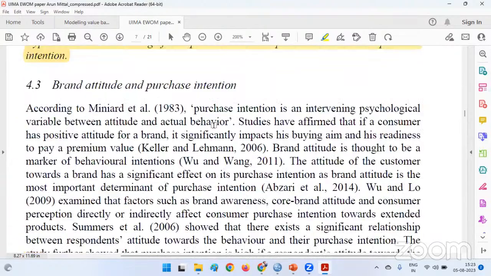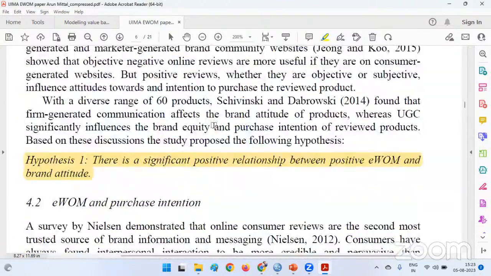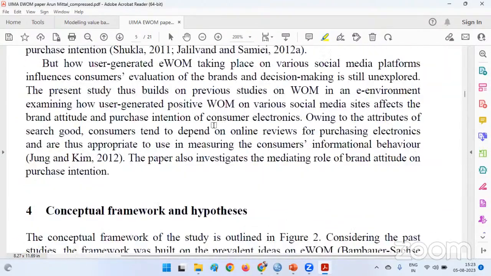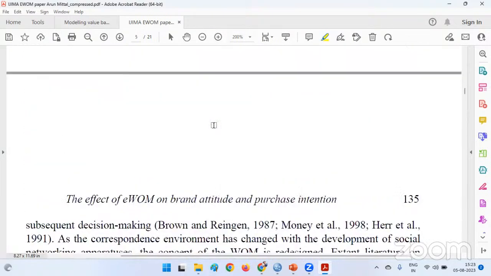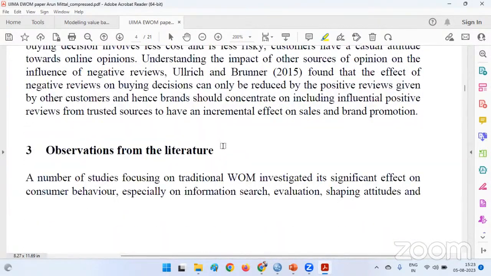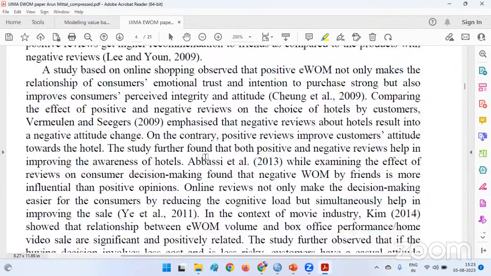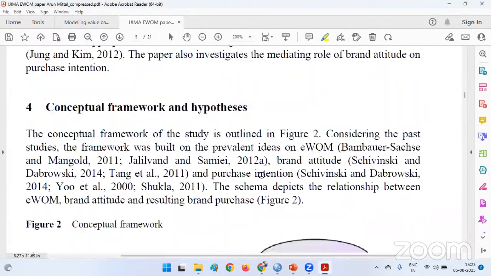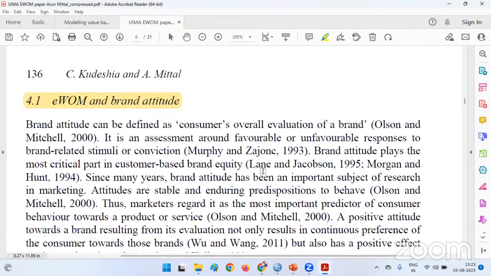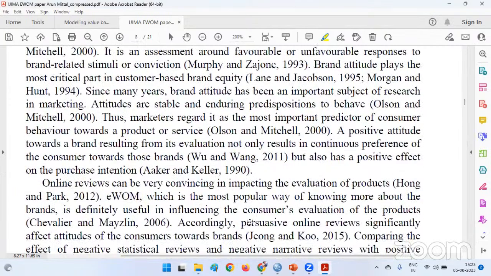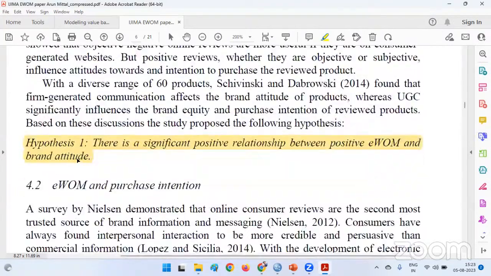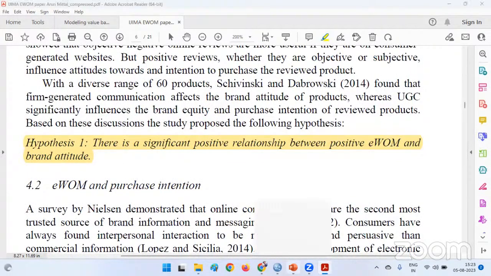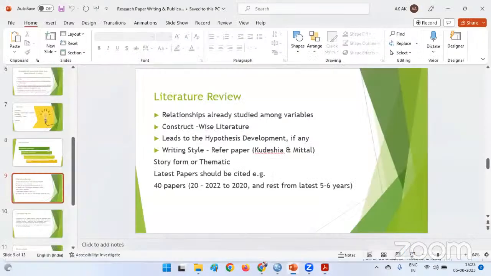These are basically all the headings. Headings number 2, 3, and 4 are related to literature review only. Observations from literature is also literature. You may divide or you may not divide, but this is very important. This part is very, very important: you should develop the hypothesis based upon earlier studies to authenticate it.